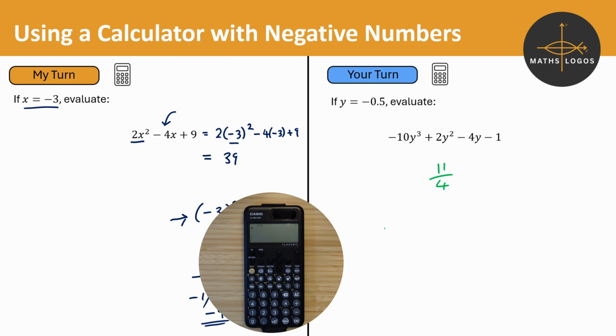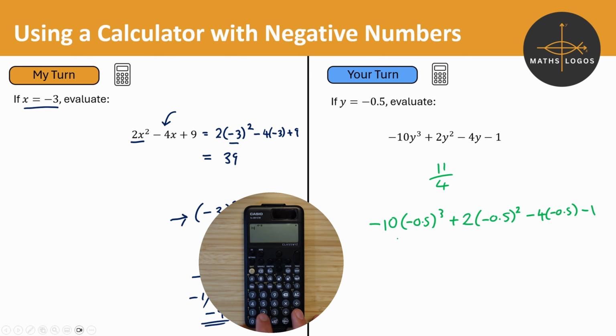If you didn't want to use your answer button, you could do this. So negative 10, and then in brackets, we'd need to put our negative 0.5 cubed, and then add on 2 lots of y squared, which is the negative 0.5 squared. Take away 4 lots of negative 0.5, take away 1. And this line here is what I put in my calculator.